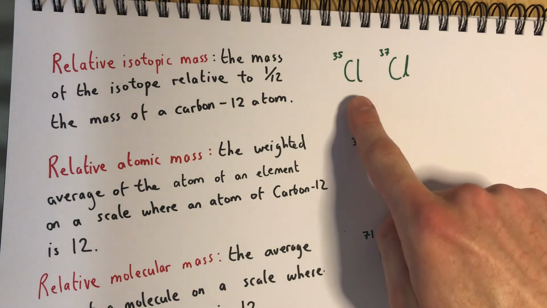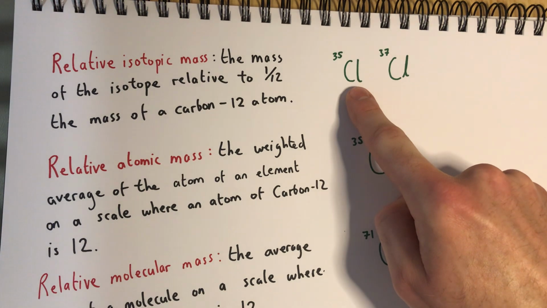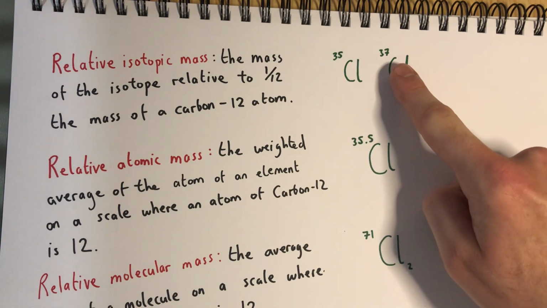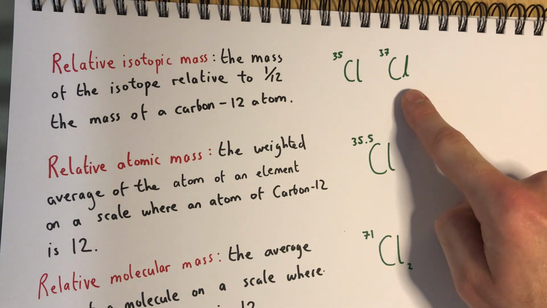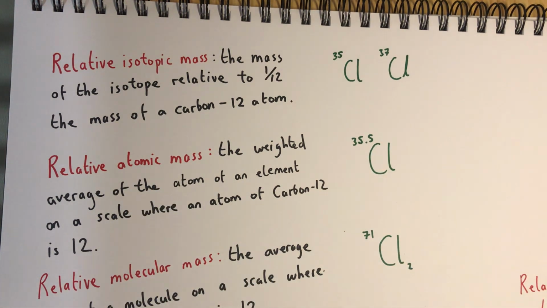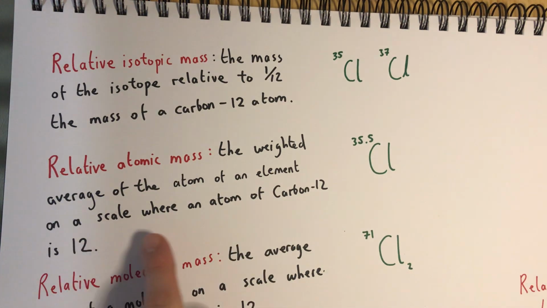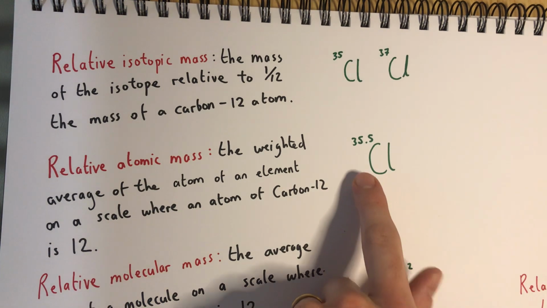But if we look here, chlorine-35, that would be the isotopic mass of this one, and 37 is the isotopic mass of this chlorine. Now, relative atomic mass: the weighted average mass of the atoms of an element on a scale where an atom of carbon-12 is 12. So basically, it's an average.